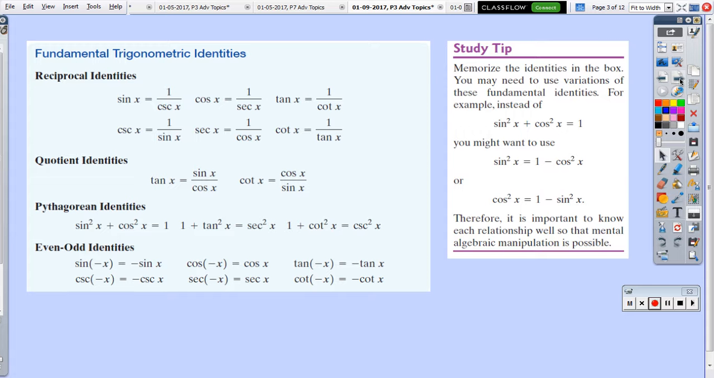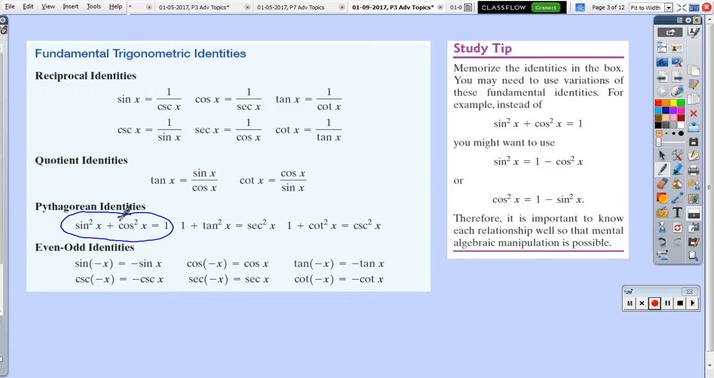So these 3 I think you're pretty familiar with, but to quickly review, we know reciprocals: sine and cosecant are reciprocals of each other, cosine and secant are reciprocals of each other, and tangent and cotangent are reciprocals of one another. Quotient identities: tan of x is equal to sine of x over cosine x, cotan x equals cosine x over sine of x. The Pythagorean identities, I think the one that's most commonly known is the first one. Sine squared x plus cosine squared x equals 1.